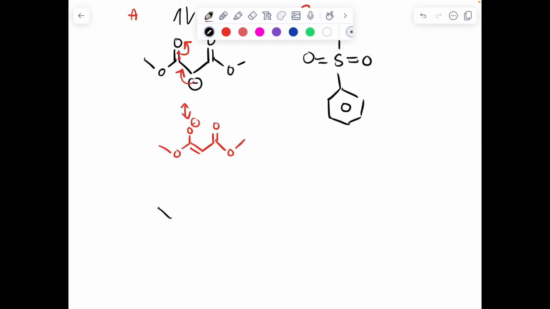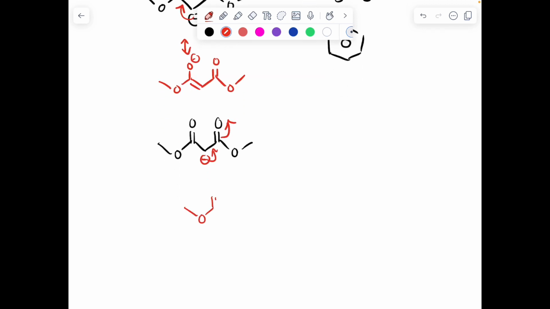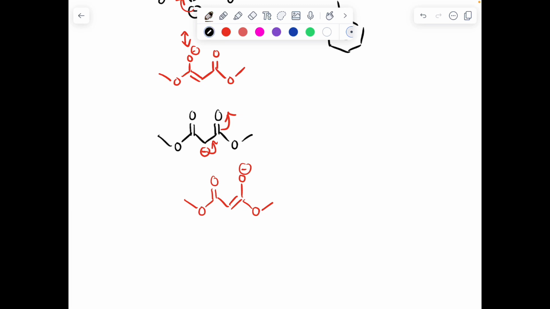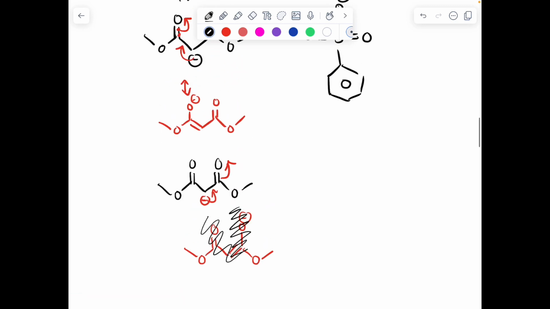We can also perform resonance in the other direction. 2 in, 2 up. And we get a very similar compound, but on the other side. So overall, this negative charge is delocalized over this entire region. So let's look at the other compound.